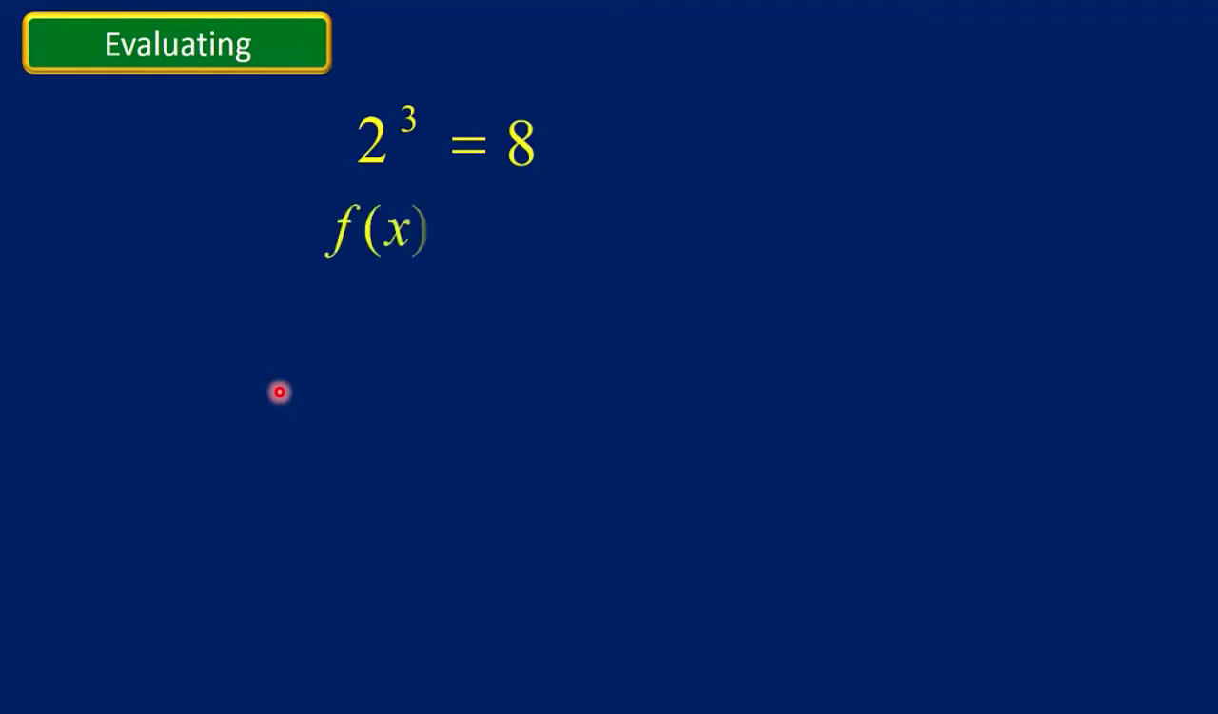So it's sort of like we took this function 2 to the x and we plugged in a 3 and got out an 8, right? So 2 to the third is 8. So there's an ordered pair. This point is on this function.